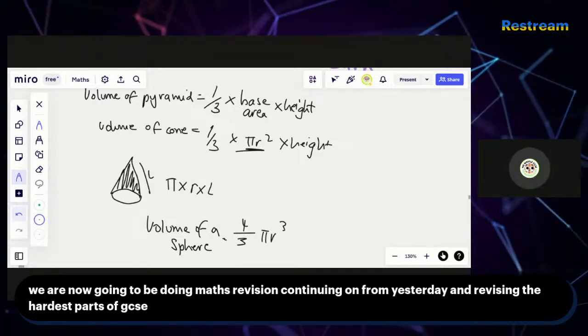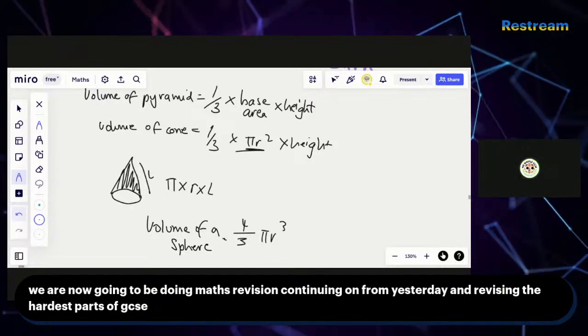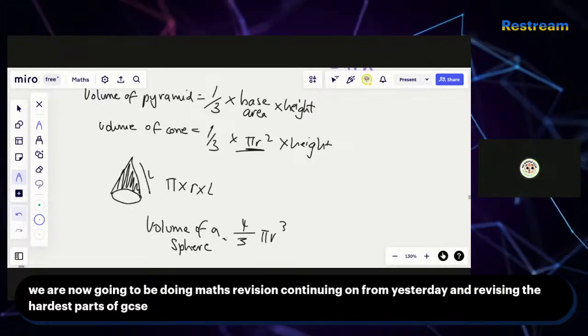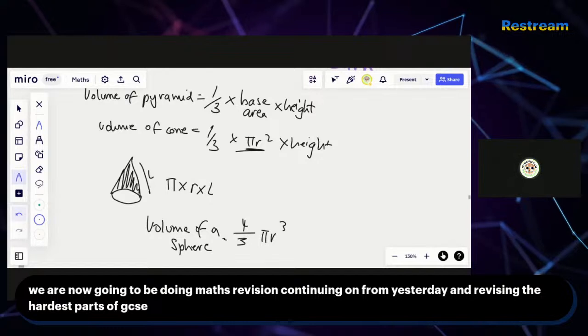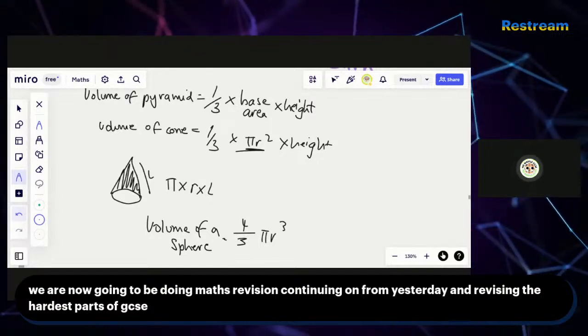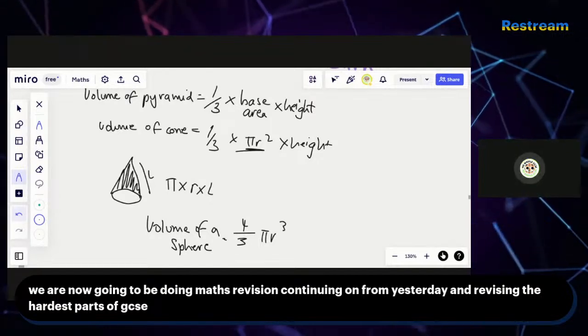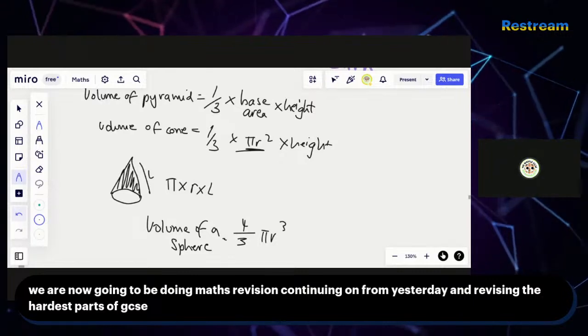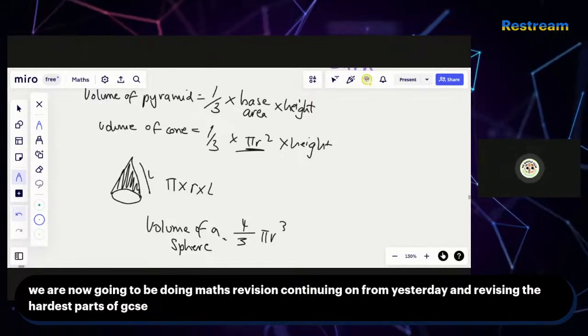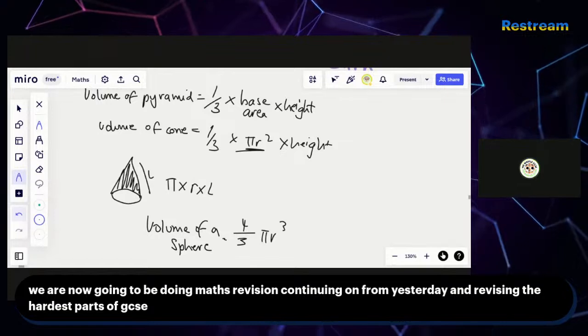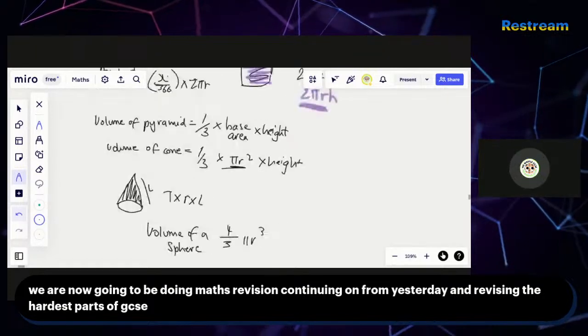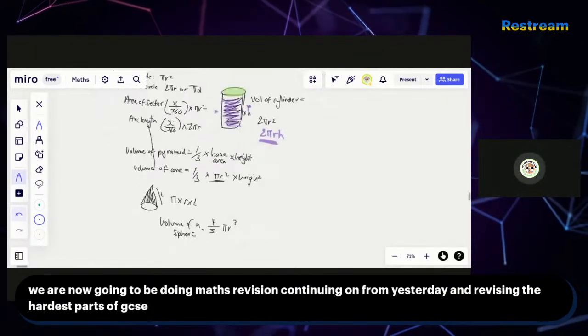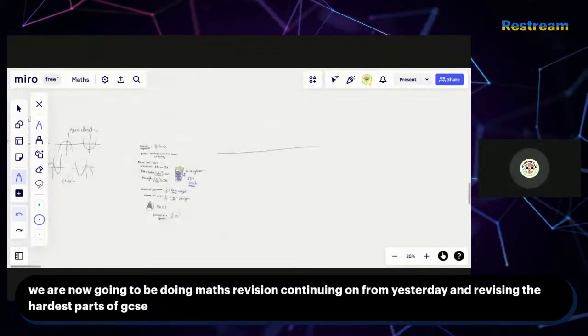So now we have done area and volume. We are now going to be moving on to another topic of maths that people tend to find difficult, which is equalities and inequalities. Equalities are not actually called equalities, they're called equations. And inequalities are just the opposite.